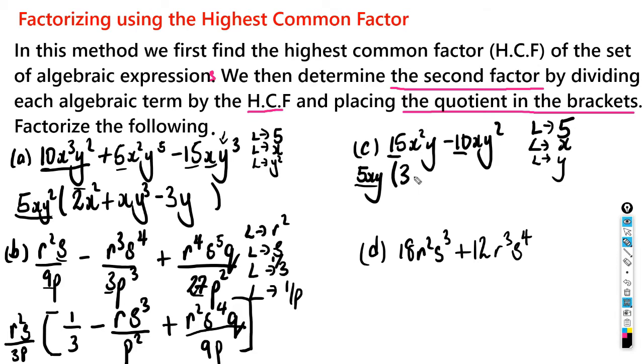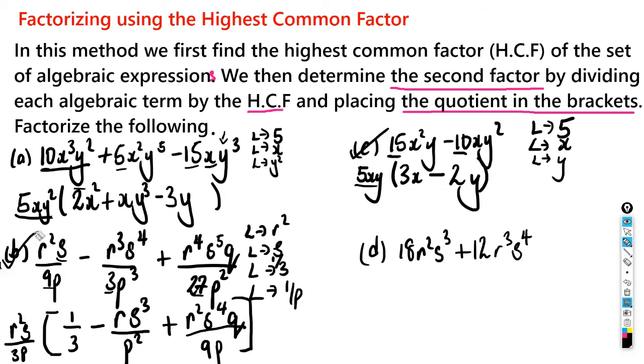X into x squared gives us x. Y into y gives us nothing. So it's just 3x minus this 5xy into the 10x squared, the 10x y squared. 5 into 10 would give us 2. X into x would give us nothing there. Then y into y squared would give us y. So that's actually the answer, guys.